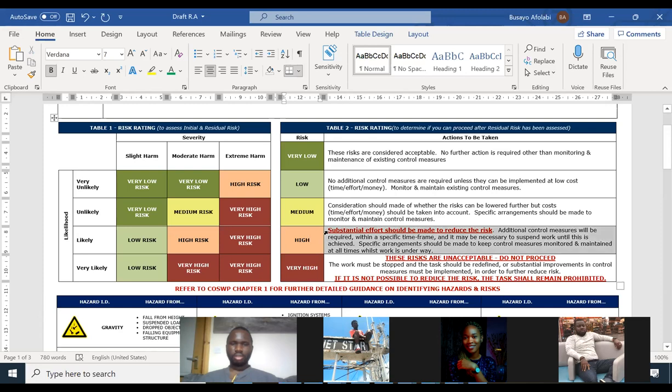What does it say? Additional control measures required within a specific time frame, and it may be necessary to suspend work until this is achieved. Thank you. Specific arrangements should be made to keep control measures monitored and maintained at all times while work is underway. So, as an officer, what decision will you make?